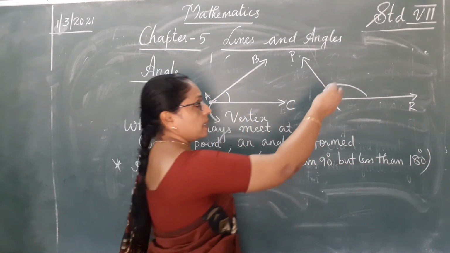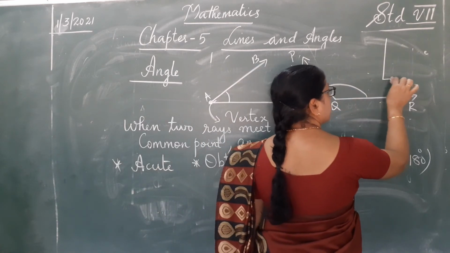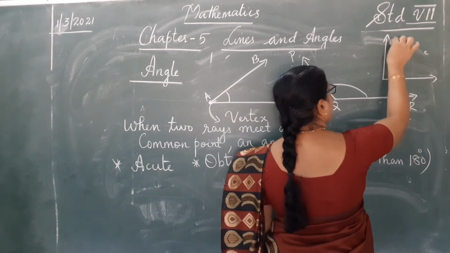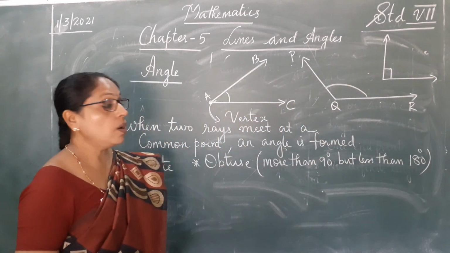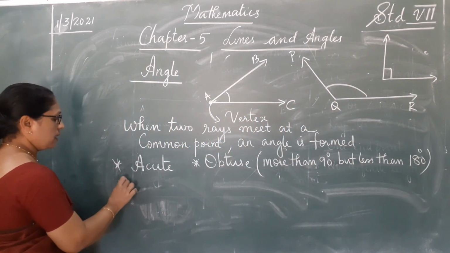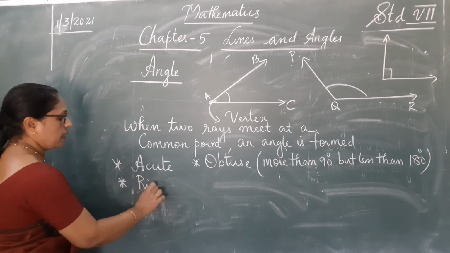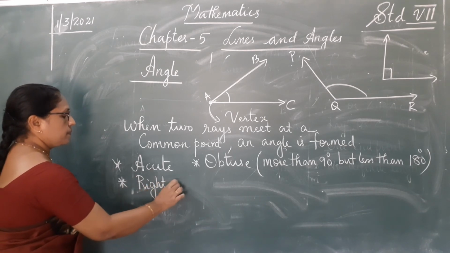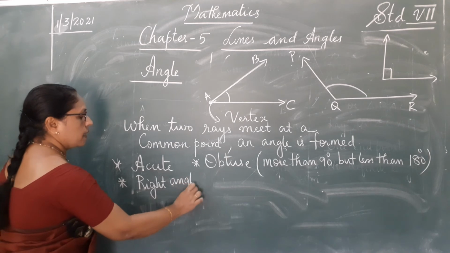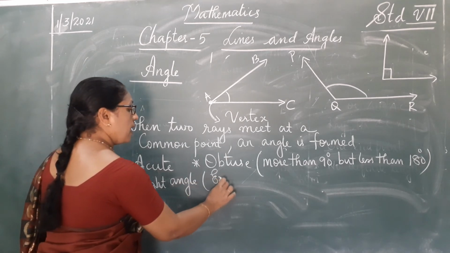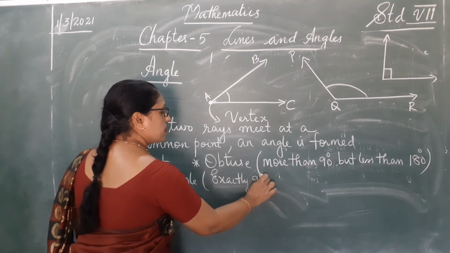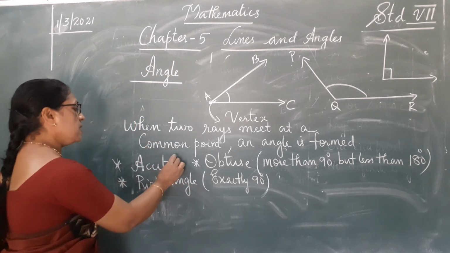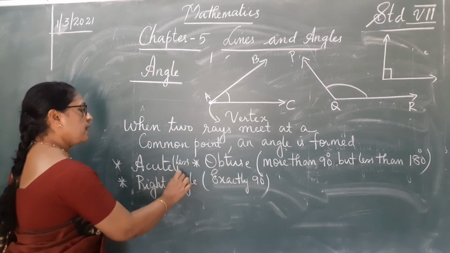Now there is another angle which is very familiar. If I mark like this, what do you call it? Yes, this is called a right angle. Right angle means exactly 90 degrees. This one is less than 90 degrees.